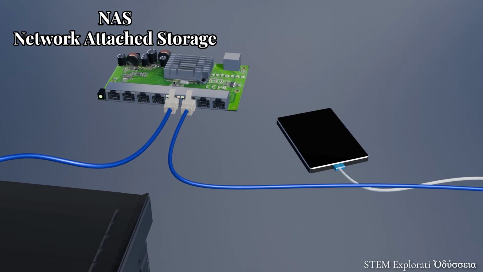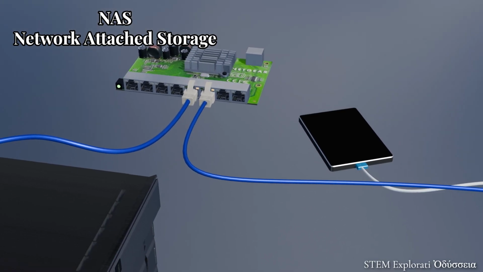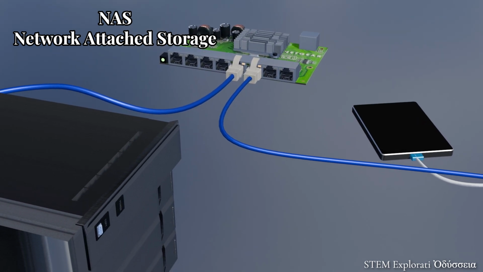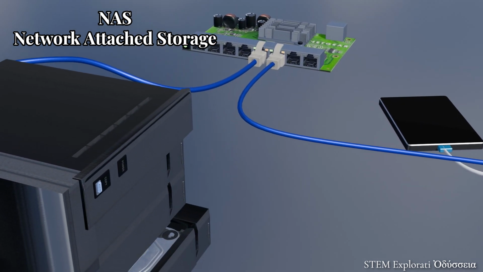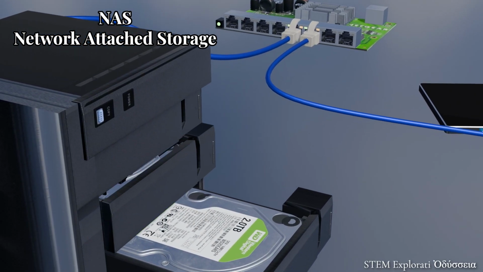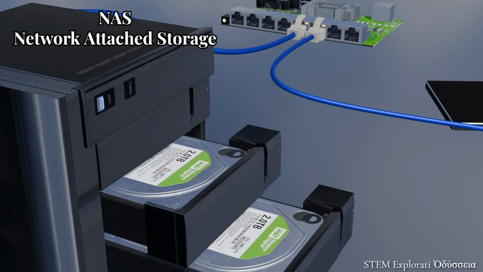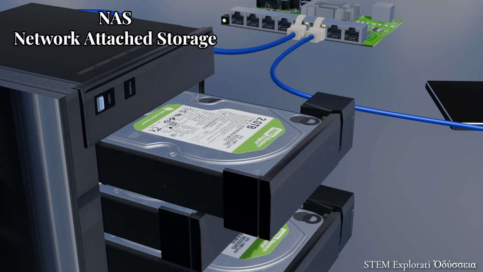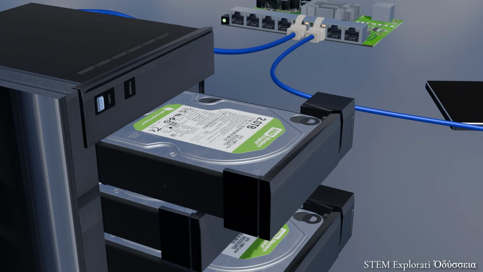NAS units for home or personal use can house up to 8 drives, giving you plenty of storage space. Many also support RAID configurations, which let you combine drives for redundancy or improved performance. We will discuss RAID configurations in a future video. For a home network, even a simple gigabit Ethernet connection can make NAS a practical solution for storing media, backups, or project files.